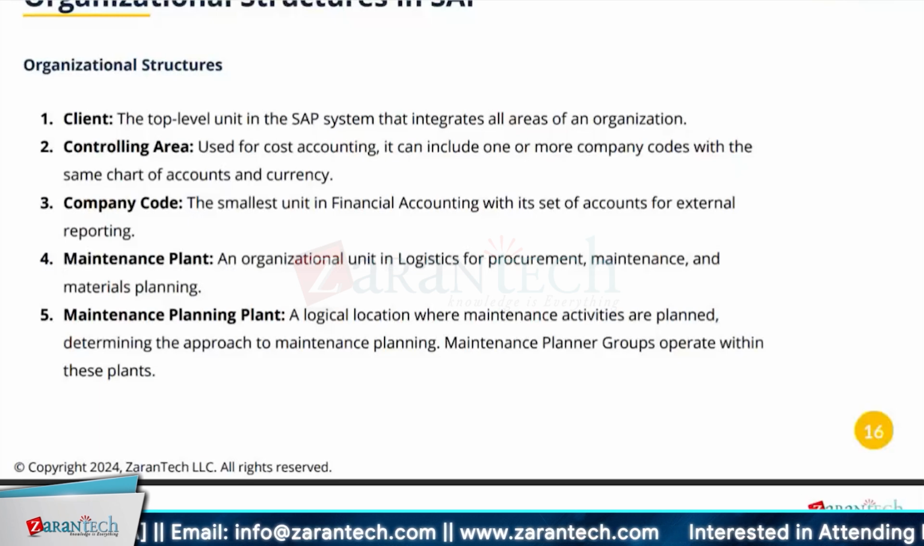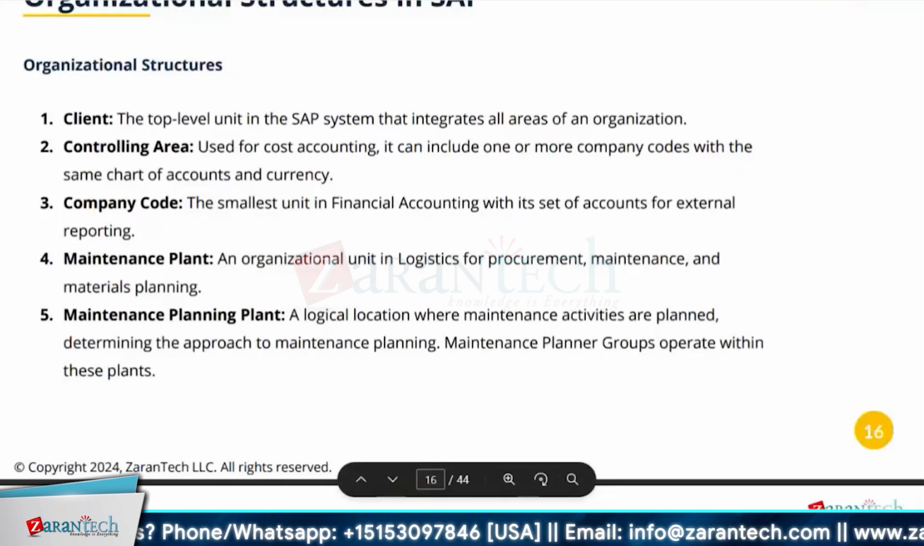The company code is the smallest unit in financial accounting, with a set of accounts for external reporting. This is mainly for external reporting and financial purposes. And then the maintenance plant. I actually had an Excel file where I could show how this looks as an example, but I didn't get it in a hurry. So I'll get it to you tomorrow, and it will be much easier for you to understand.